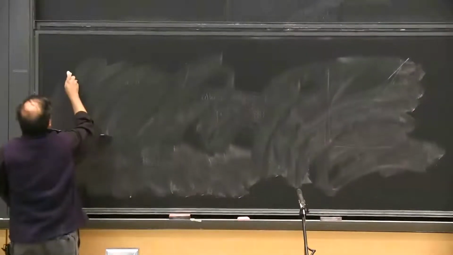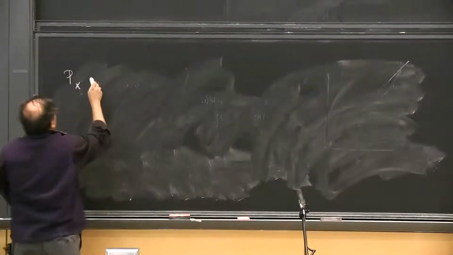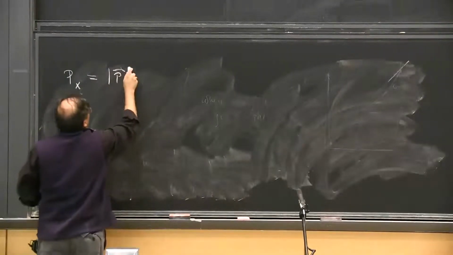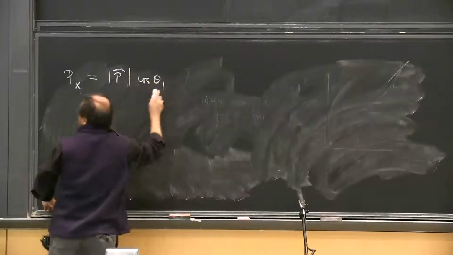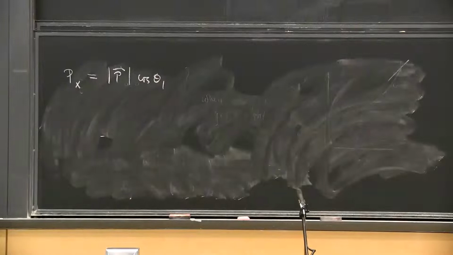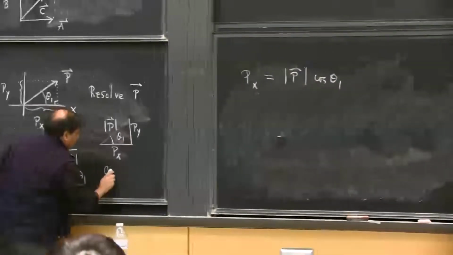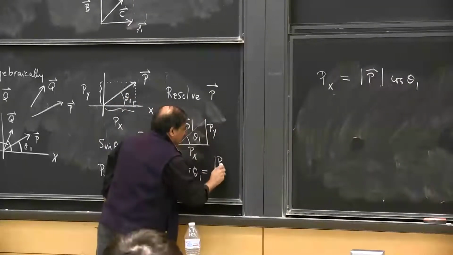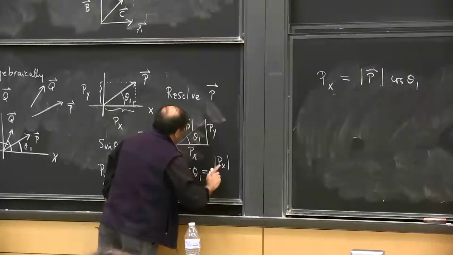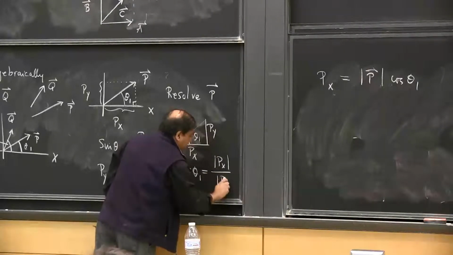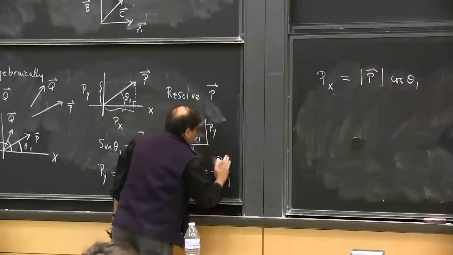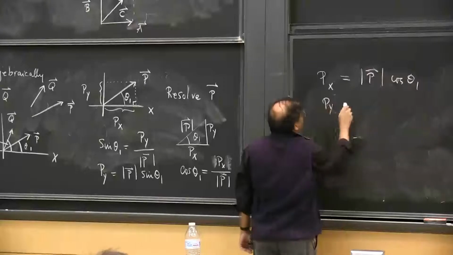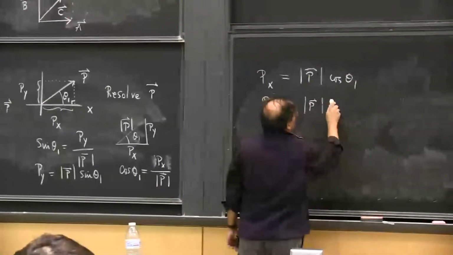So P sub x, if I look at the same triangle, would be given by P cosine of theta 1. Because cosine of theta 1 is going to be P sub x, the adjacent, over P. No, there is no magnitude here. This is what it is. So P sub x is P cos theta 1, and P sub y is P sine theta 1.